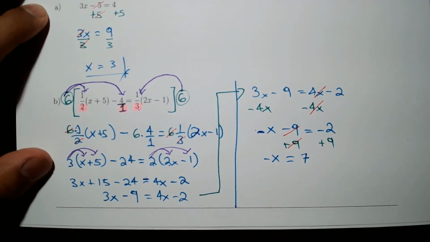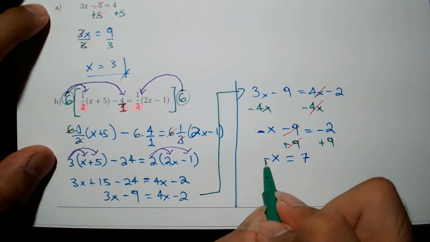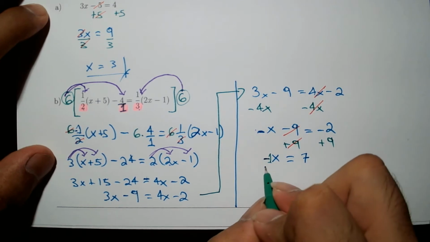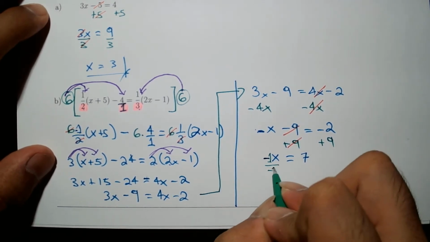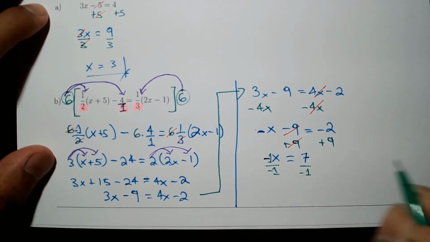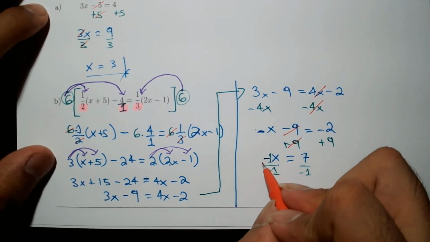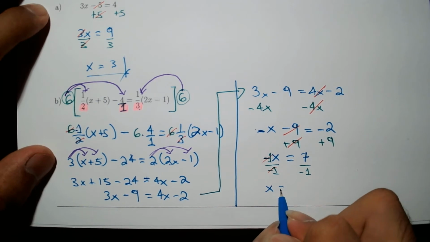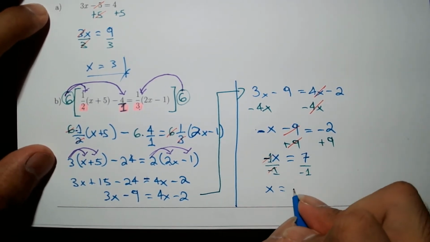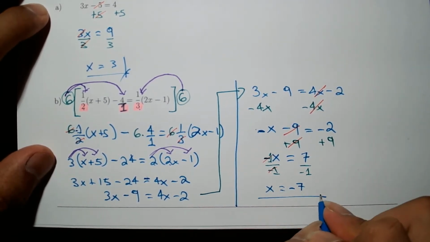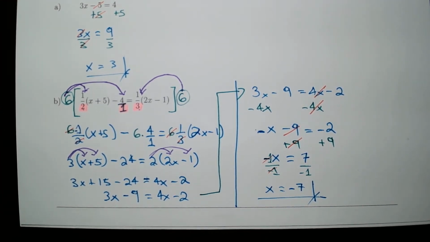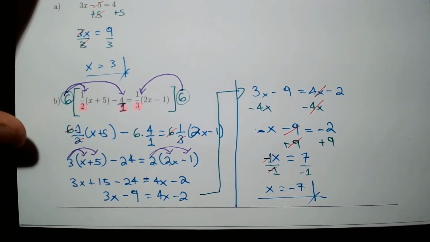It looks like we are essentially done, but we are not done yet. Keep in mind this negative sign, you can read it as negative 1, so you might want to divide by negative 1 on both sides to get that negative sign to cancel. So x equals 7 divided by negative 1, that's negative 7. Final answer. Okay. Alright, let's flip the page.